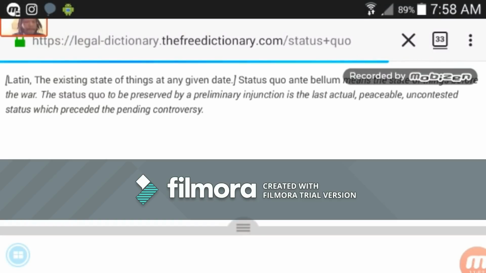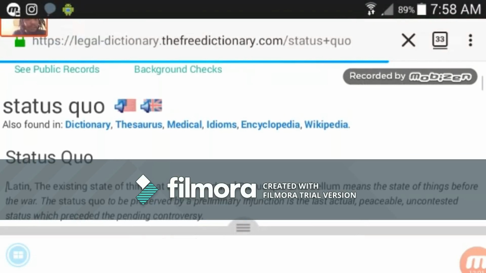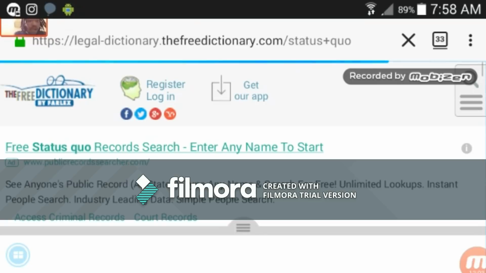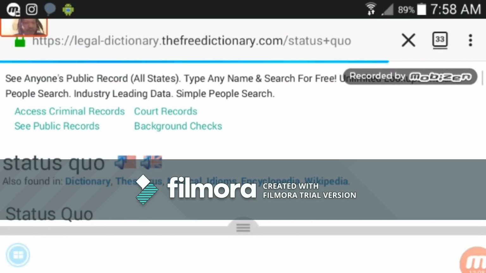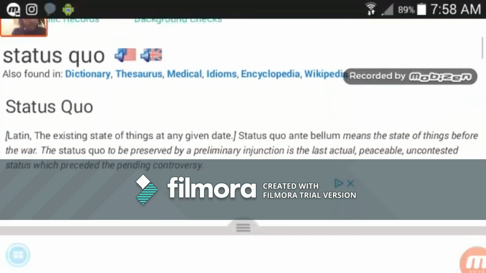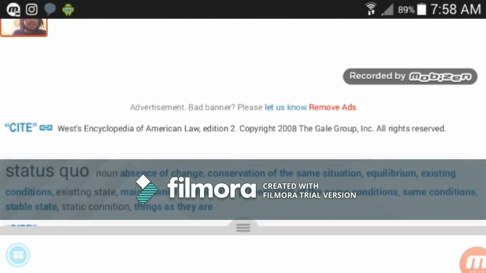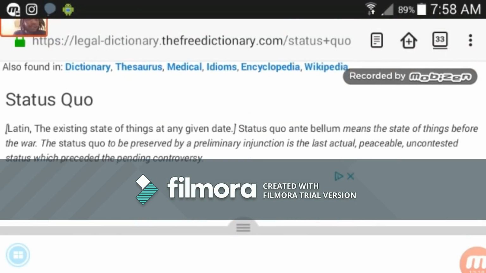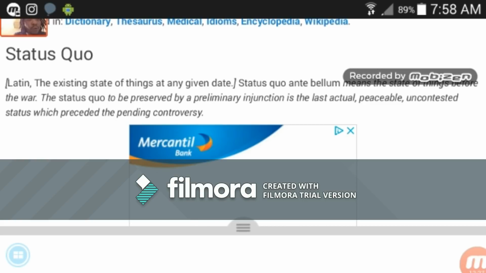Okay. Now, this is Legal Dictionary, or freedictionary.com, under their legal dictionary section. You can go in and also find the stuff at the source. They have medical, all kinds of places where you can look for the exact same words to see if they have different definitions. Now, going real quick on this one. Status quo in antebellum, meaning the state of things before war.